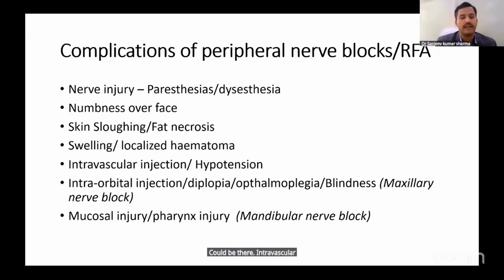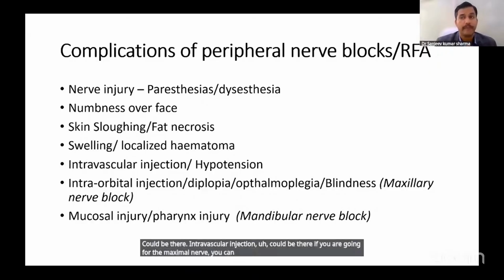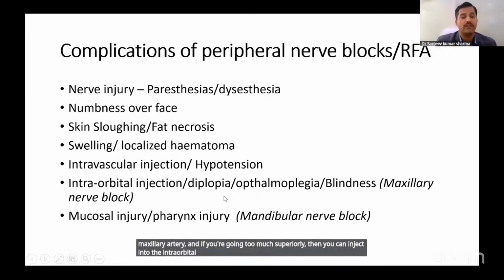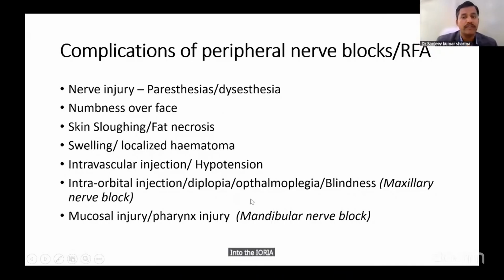Intravascular injection could be there. If you are going for the maxillary nerve, you can inject into the maxillary artery. And if you are going too much superiorly, then you can inject into the infraorbital foramen or into the eye area. So it could lead to temporary ophthalmoplegia or diplopia.